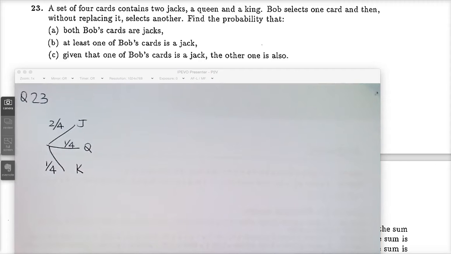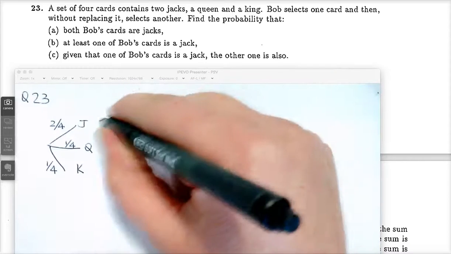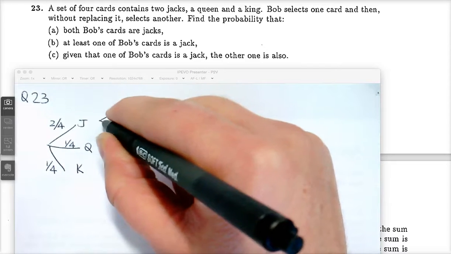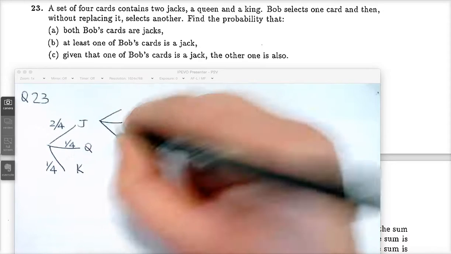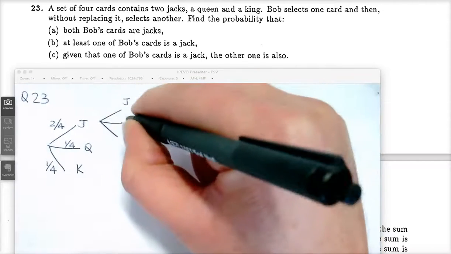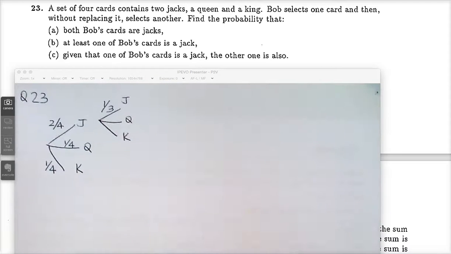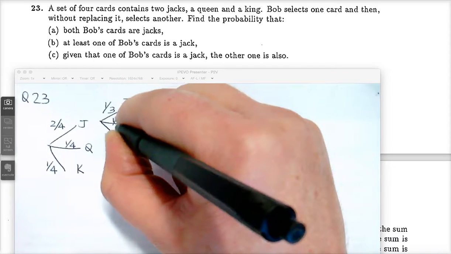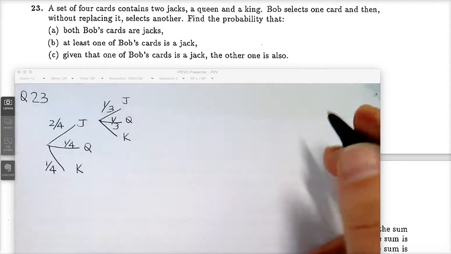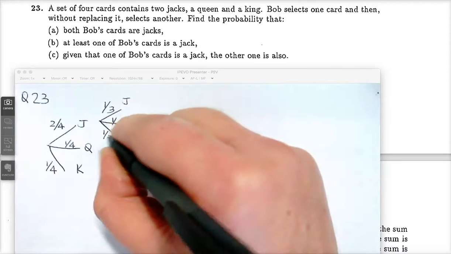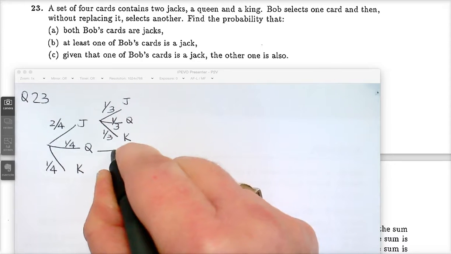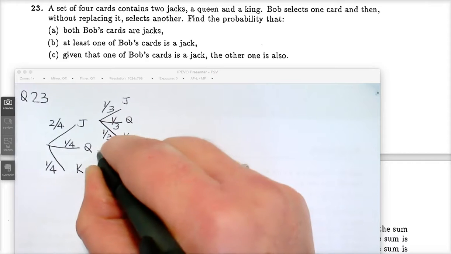So a set of 4 cards, there's only 4 cards, not 52, contain 2 jacks, a queen and a king. Bob selects 1 card and then without replacing it selects another. Be careful, because if he gets a jack, how many jacks are left? 1 out of 3. How many queens are left? 1 out of 3. How many kings are left? 1 out of 3.